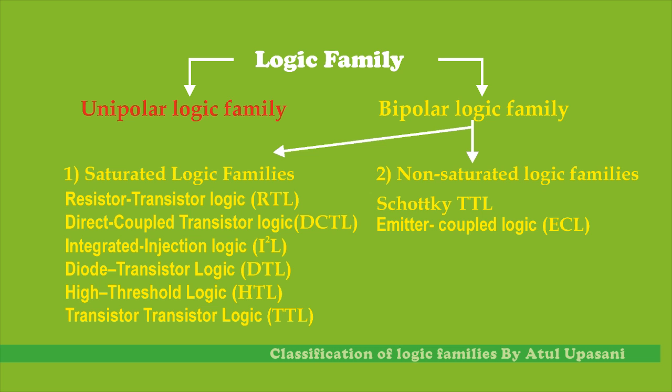Now the other type in the non-saturated logic family is the emitter coupled logic. That means in the transistors used in this type of logic family, all the emitters of the transistors are coupled together with each other. So that is why the emitters are coupled here. So this logic family is called the emitter coupled logic family.